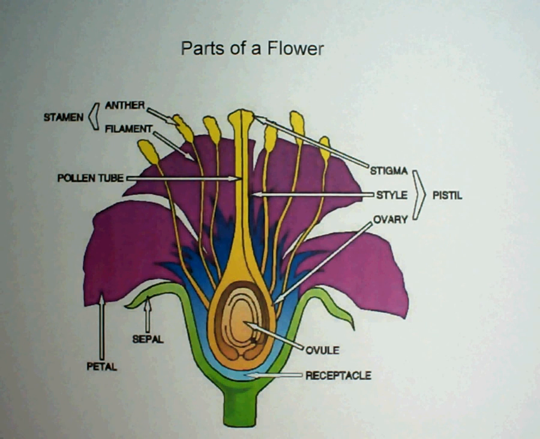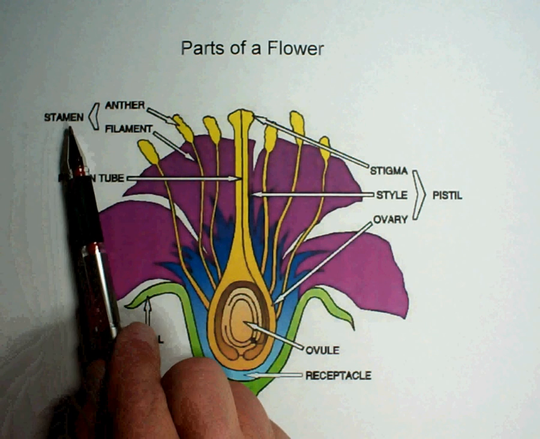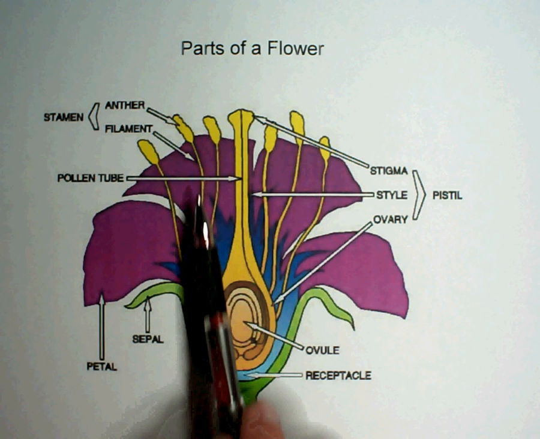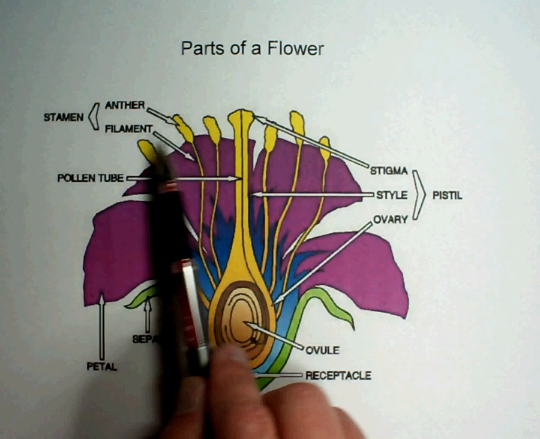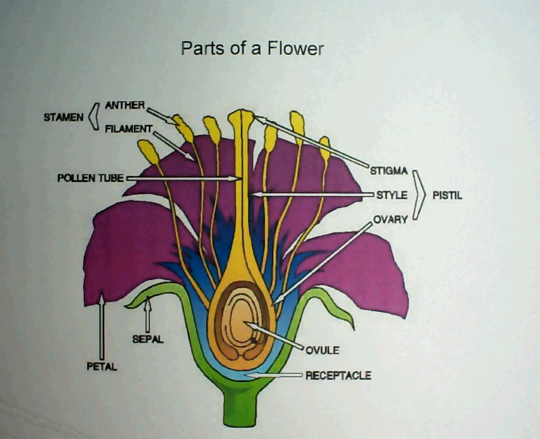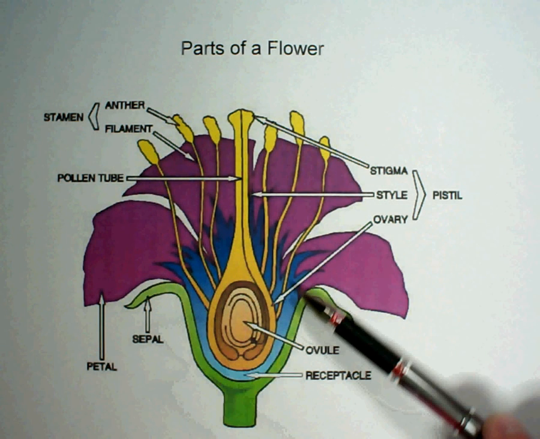The male part of the flower is called the stamen. You have the filament, which are these long things coming up, and then the anther. This is where you'll have pollen. And the next time you look at a flower, you'll notice a lot more about it. The really long ones are the male part.